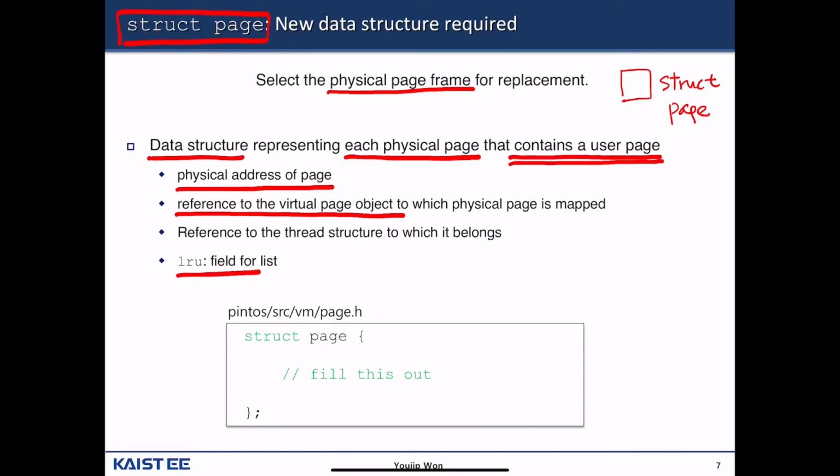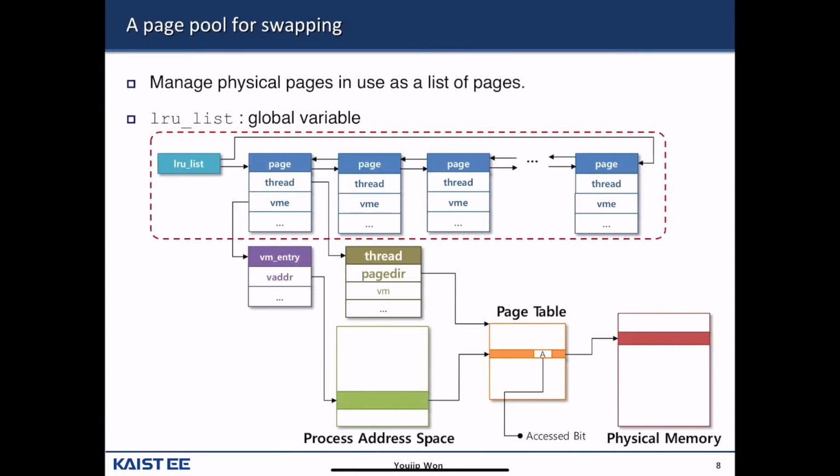So as a first step of doing this project, you need to write a data structure. Let's name it struct page. And you fill this structure with the attributes we have listed below. And then this is the usage of the struct page in the Pintos operating system.